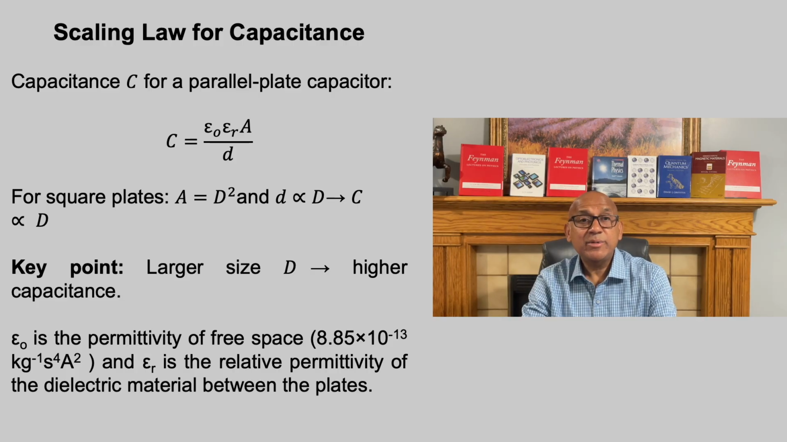For a parallel plate capacitor, capacitance C is given by epsilon naught times epsilon R times the plate area A divided by the separation D. If we assume square plates, then the square area scales as d squared, while the separation D also scales with d. Putting these together, capacitance turns out to be directly proportional to d.